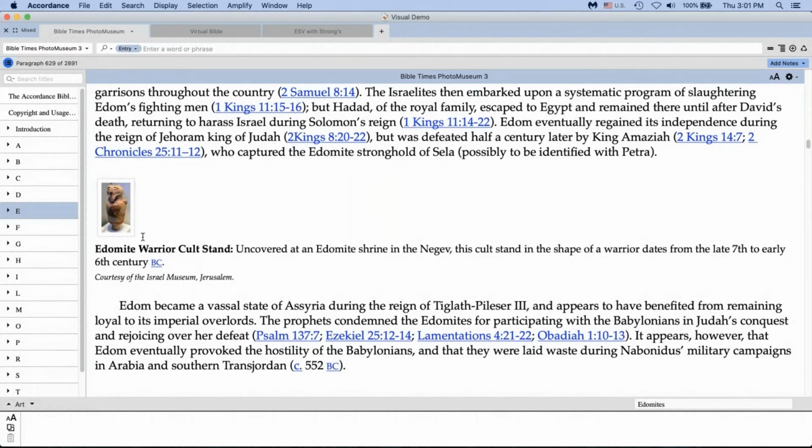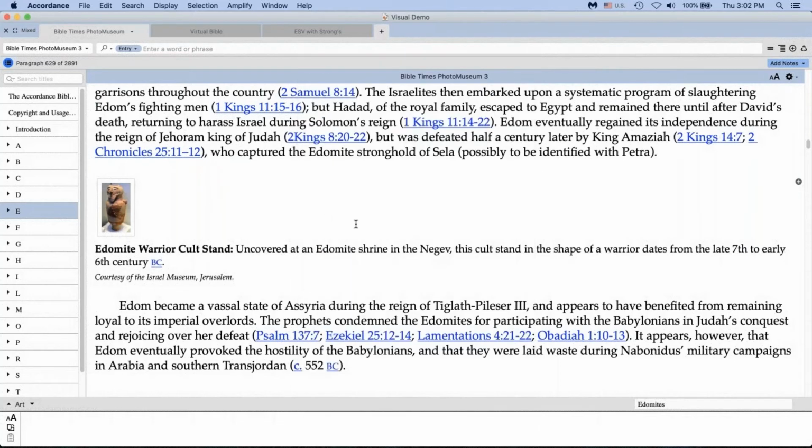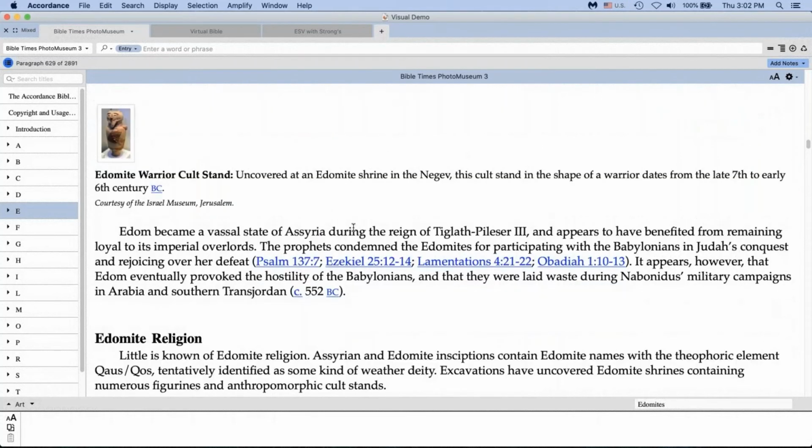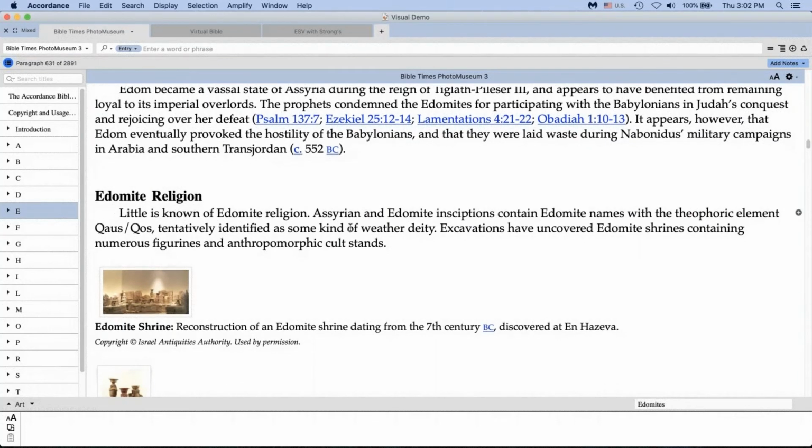This is an Edomite cult stand that was uncovered in the Negev, and this is in a museum now, and you can even zoom in and see what that looks like. This is a warrior cult stand. It was from the Edomites. And then, that was an introduction. Then we talk about, and by the way, I'm showing one of the shorter articles. We actually have a lot longer articles on people groups.